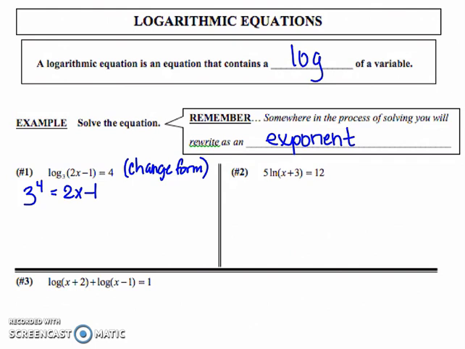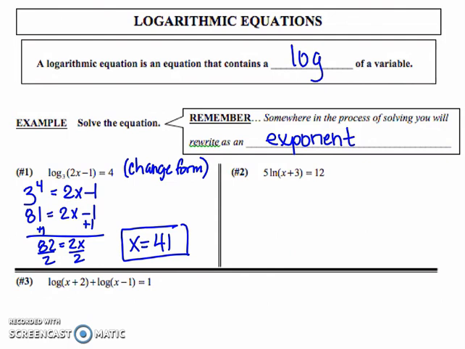Now this is an easy algebraic equation to solve. 3 to the 4th power is 81. So I have 81 equals 2x minus 1. I'm going to add 1 to both sides. So I have 82 equals 2x. And then I'm going to divide by 2, and I get x equals 41.